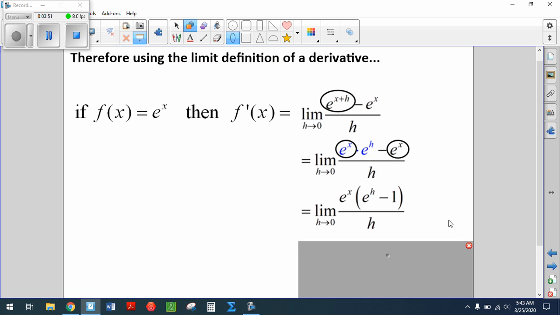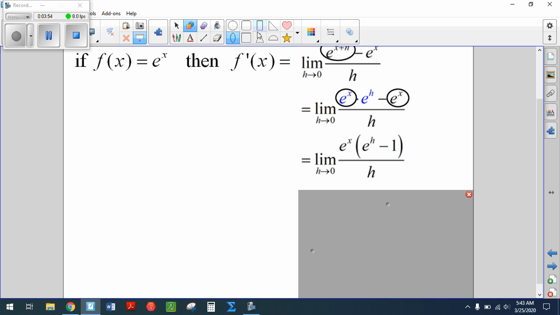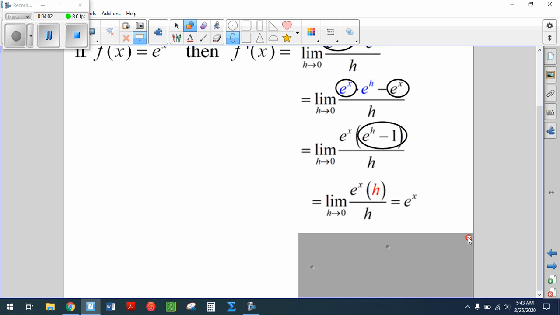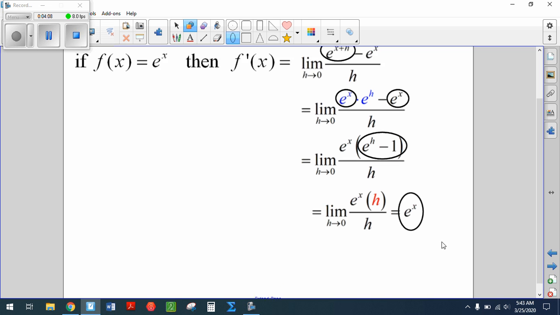And then we're going to use our substitution from the previous slide. In the previous slide, we said that e to the h minus 1 was equal to h. Obviously, with an h on top and bottom, I cancel. And so the limit as h approaches 0 of the original function is equal to e to the x.